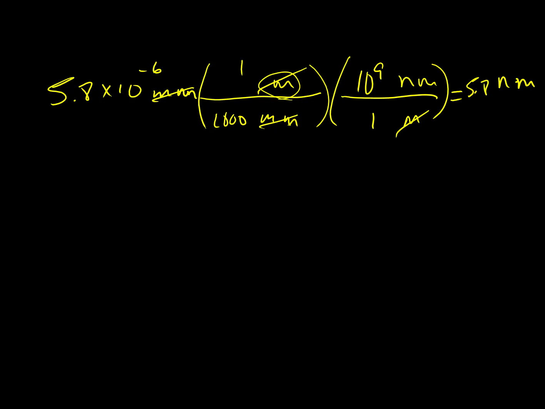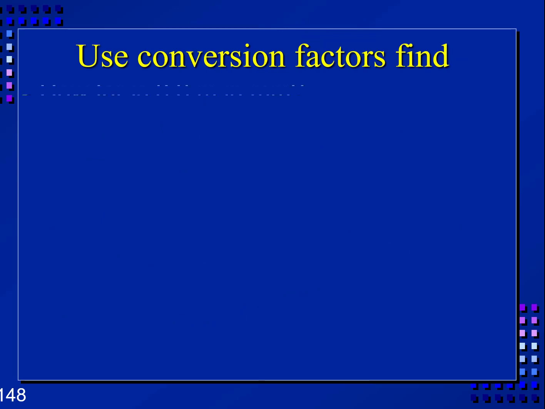So why did this take 2 conversion factors and the other one only took 1? Because this one had a prefix to a prefix, the other one had a prefix and a base unit. So try this one.